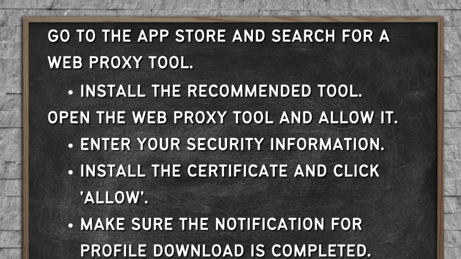Go to the App Store and search for a web proxy tool. Install the recommended tool. Open the web proxy tool and allow it. Enter your security information. Install the certificate and click Allow. Make sure the notification for profile download is completed.